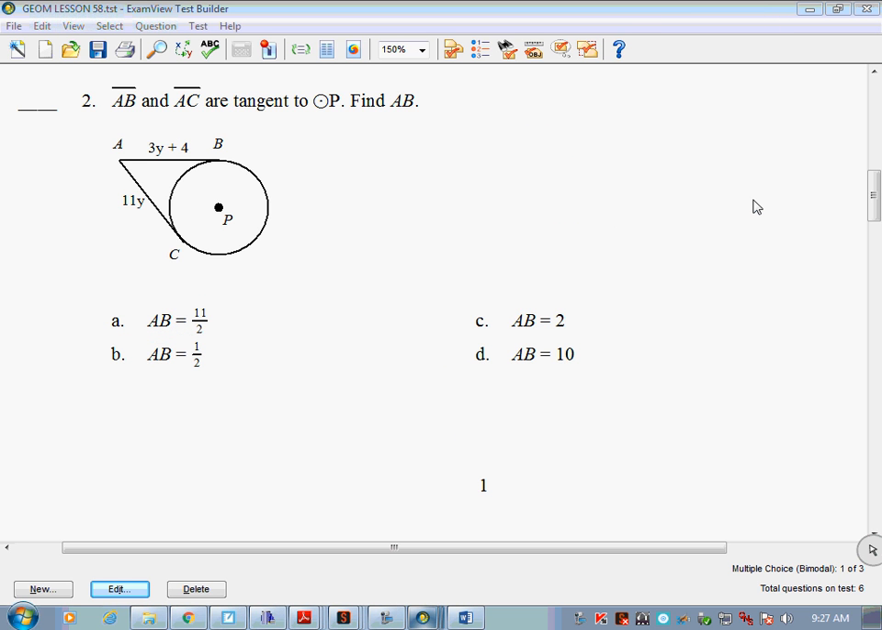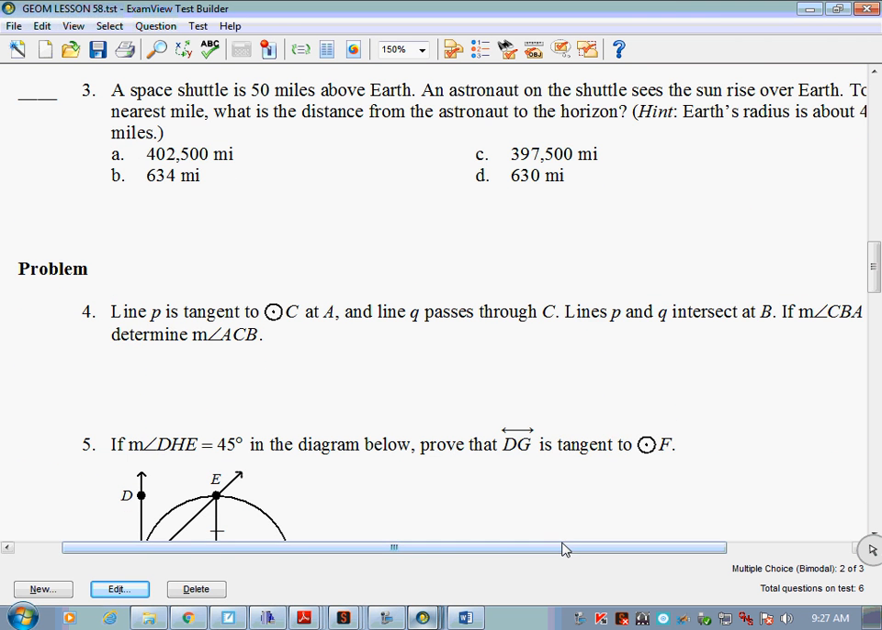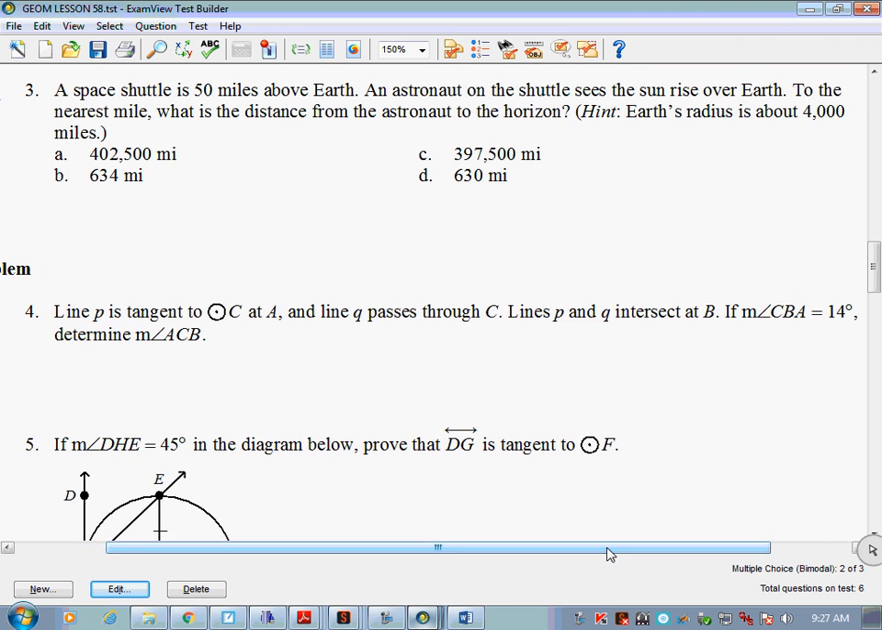All right, number 3. Scroll down here. Oh, this is a good question. This is on several tests. This requires us to be able to draw a picture and to be able to draw it correctly. Hopefully I can do this.